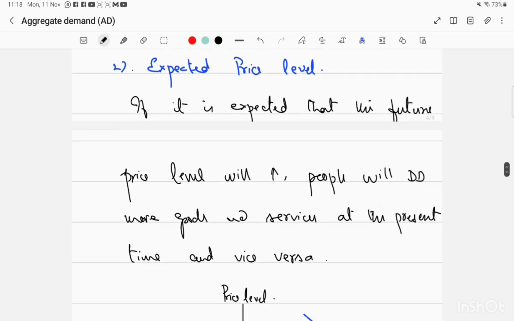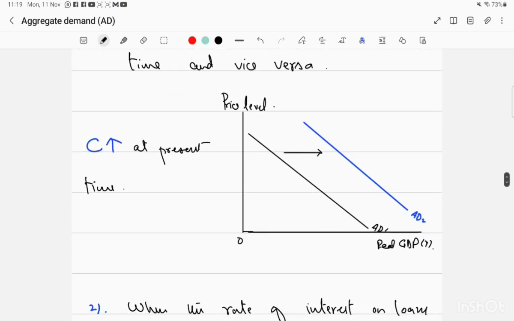When we expect that in the upcoming months the prices will be increasing due to government policy or any external factor, people rush towards the market to buy more goods and services. So at present, aggregate demand in the country will shift rightward. And when it is expected that in the upcoming period the general price level will be decreasing, then at present aggregate demand will shift downward. So the expected price level can be one of the reasons why aggregate demand shifts rightward.